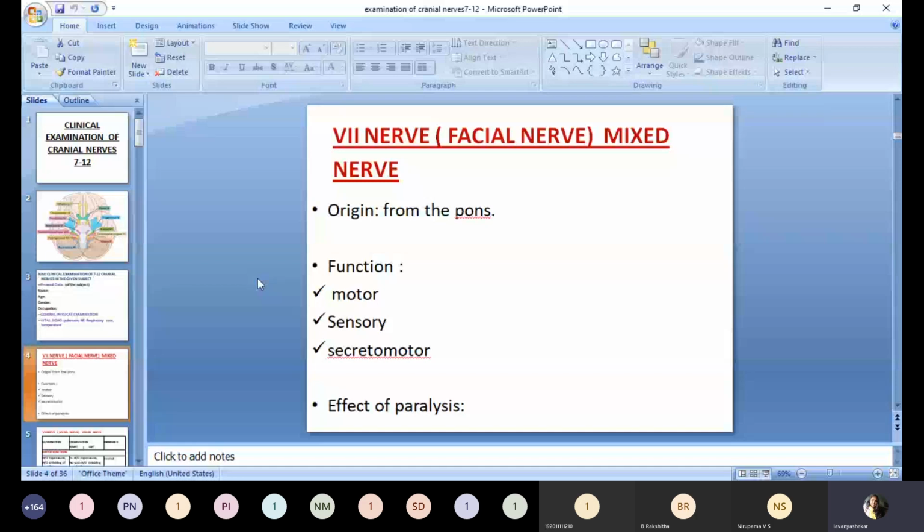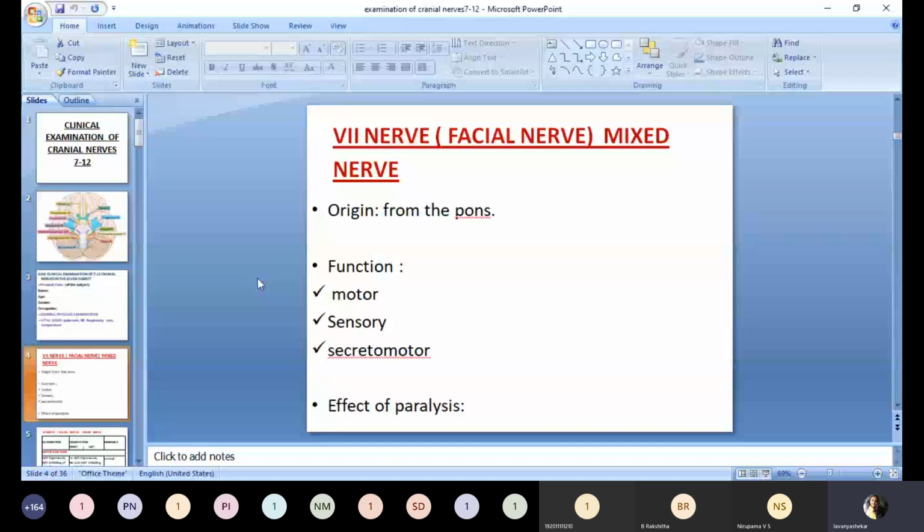Hyperacusis is because the damping effect of your stapedius muscles will not take place in this condition. So the high intensity sound will not be reduced. The sound of high intensity will be heard as high intensity. So the damping effect will not take place in case of lower motor neuron paralysis.